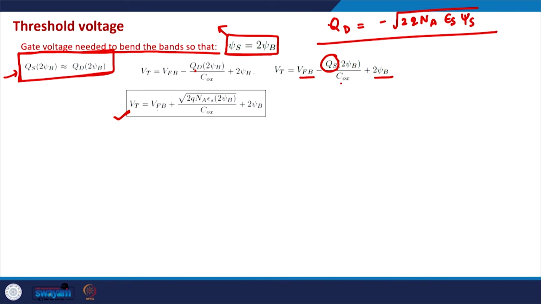So the threshold voltage is the flat band voltage plus the square root of 2 q NA epsilon s times 2 psi b, divided by Cox, plus 2 psi b. This is one of the most frequently used expressions in MOSFET electrostatics, because it gives us the threshold voltage of a given MOSFET.